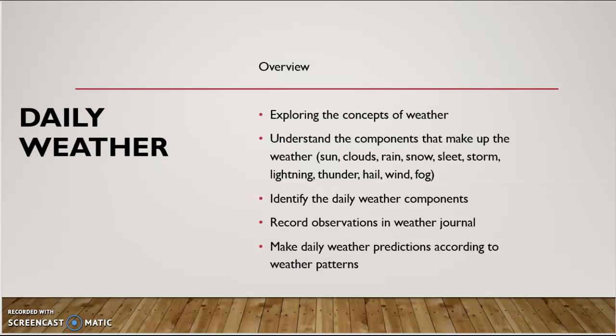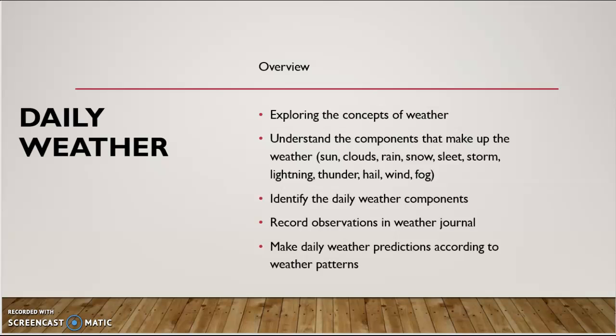Hello, first graders. How is everyone today? Good. All right, you're going to see on your screen today we are learning about daily weather and the daily weather patterns. We're going to learn about the concepts of weather and the components that make up the weather. So what I want you all to do is think to yourselves, so keep it in your brain, what you think makes up the weather. When you hear the word weather, what do you think of? Do you think of the sun and the clouds and the rain?